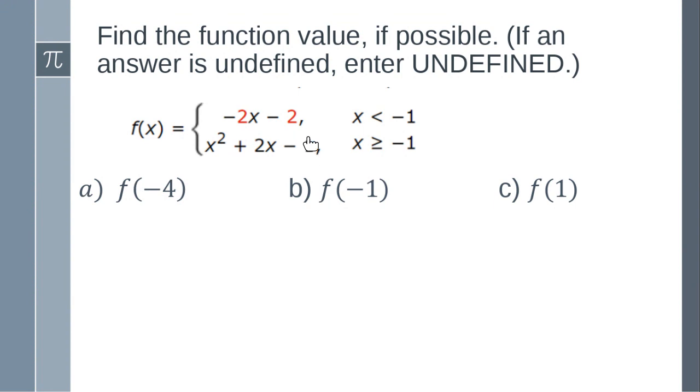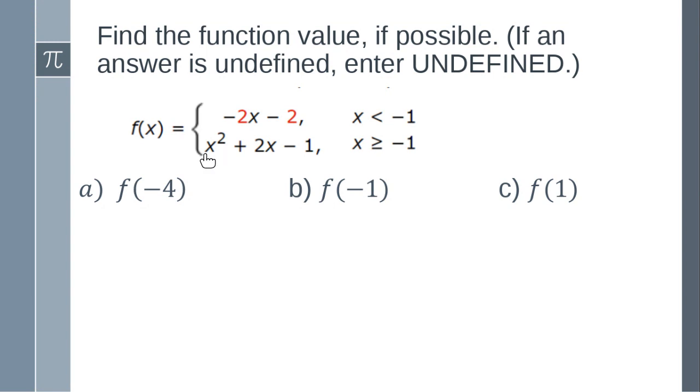But these are two different functions, and the way we read these piecewise functions is that this function is only valid for this restriction, for this domain, right? The x values that we only want to consider for this equation are the values that are going to be less than -1, okay?